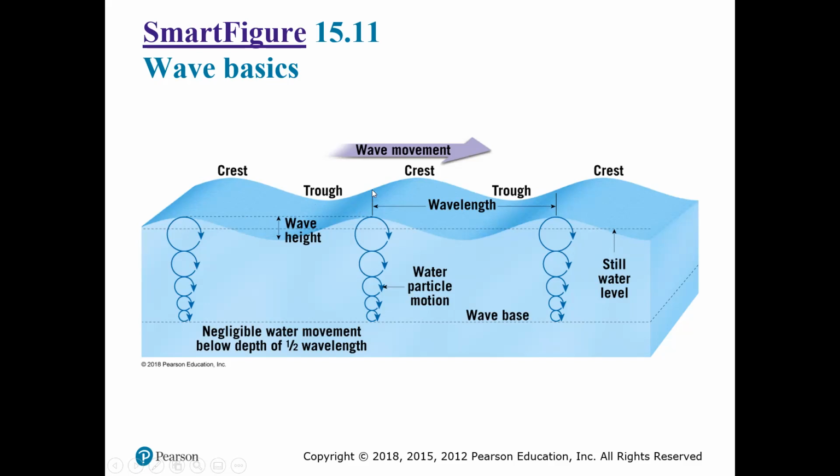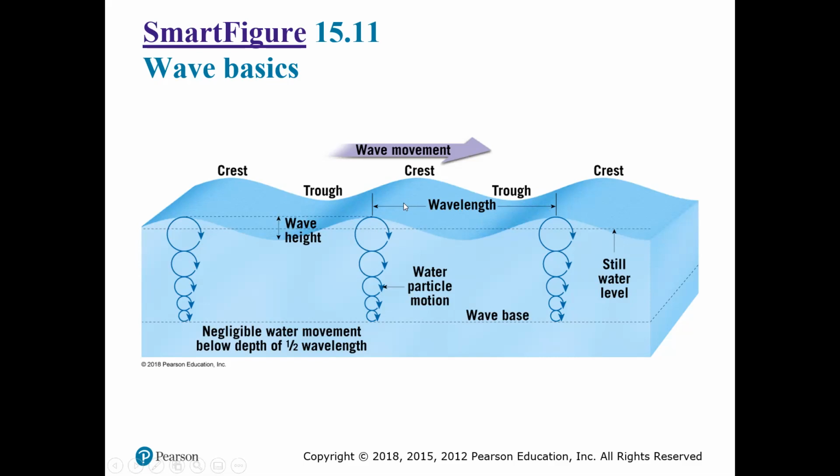The horizontal distance between the crest and the next crest, or between trough and trough, is referred to as the wave length. So wave height is the vertical distance. Wave length is the horizontal distance. The time it takes for one full wave, one wavelength, to pass a particular position is called the wave period.